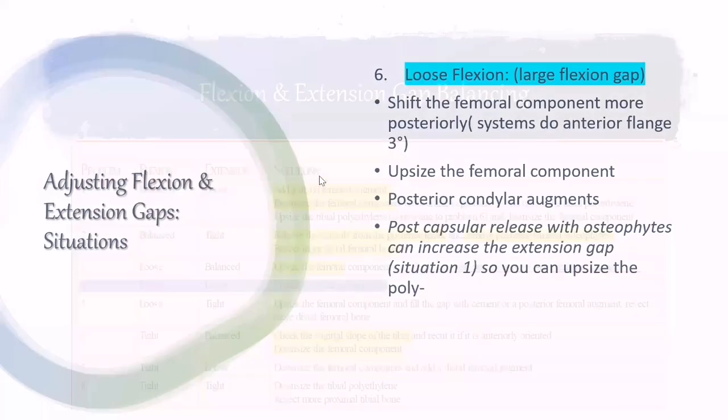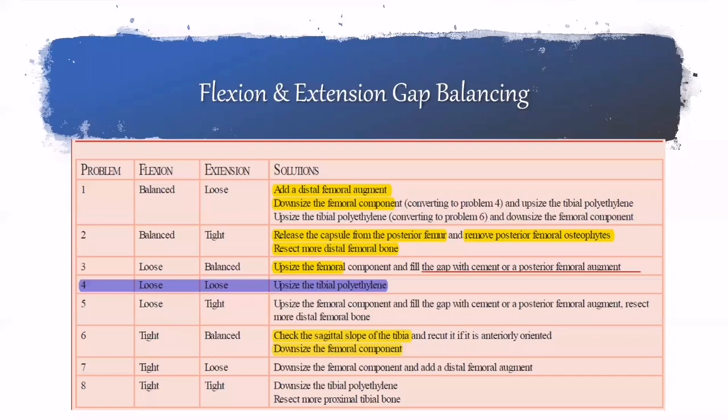This is a nice table from Parvizi. We said all the situations except situations 5 and 7. And you can see that there are differences between flexion and extension. So loose in flexion, tight in extension: you first try to correct the flexion loosening by upsizing the femoral component, filling the gap with cement, and posterior femoral augment. This will correct the loosening in flexion. And then for tight in extension, you can resect the distal femur more.